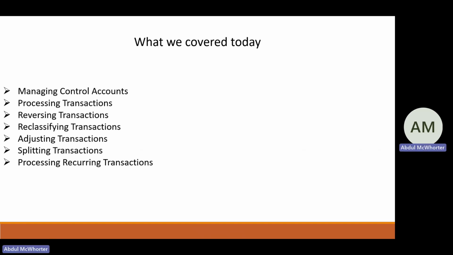And so with that being said, we've covered all 7 topics in our original agenda. We're very close to the end here, but just a quick recap on what we've covered in entirety today. We've covered managing control accounts. Then we took a look at processing transactions, reversing transactions, reclassifying transactions, adjusting and splitting transactions, and we concluded with the setup and processing of a recurring transaction in Acumatica.